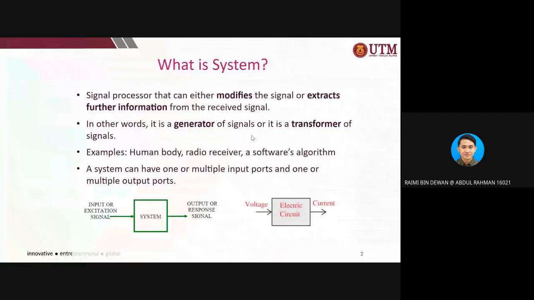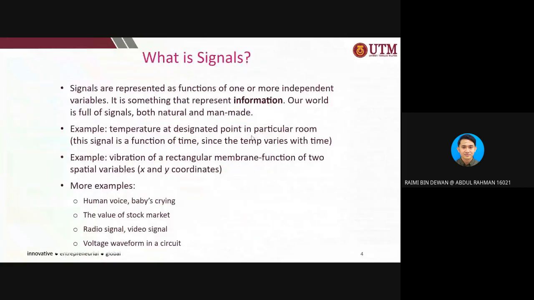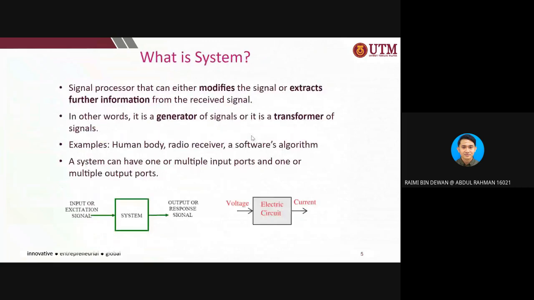So we learned about what is a system, some introductions, what are signals. A system modifies signals or extracts further information. So that is what a signal processor is. In other words, it is a generator of signals or a transformer of signals.